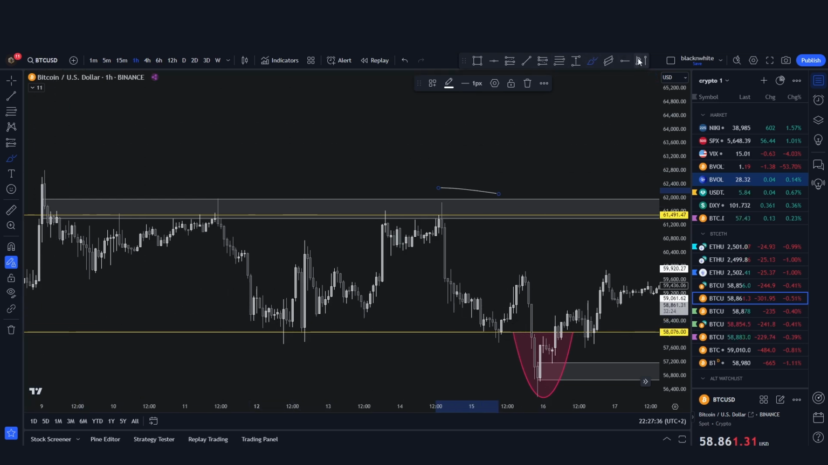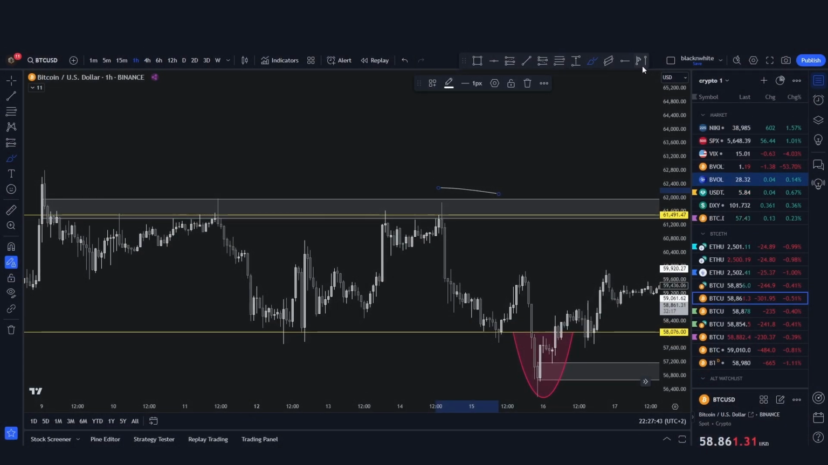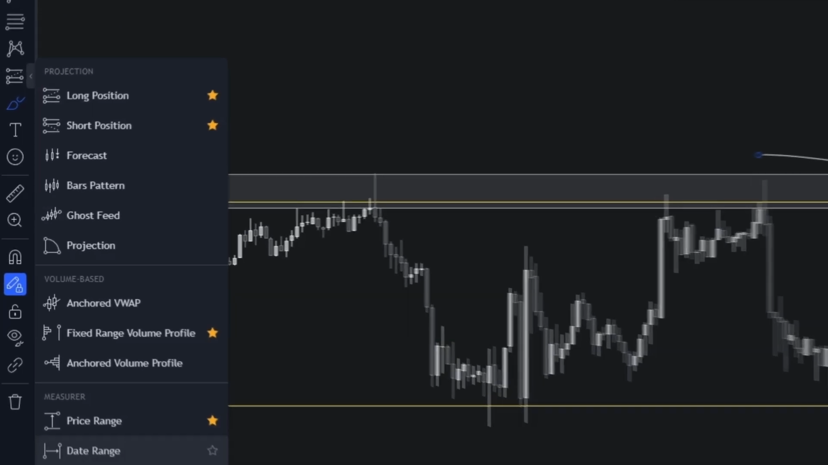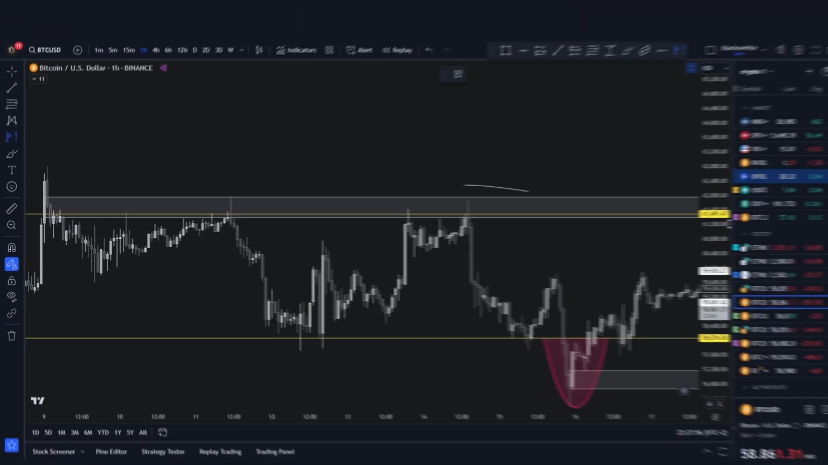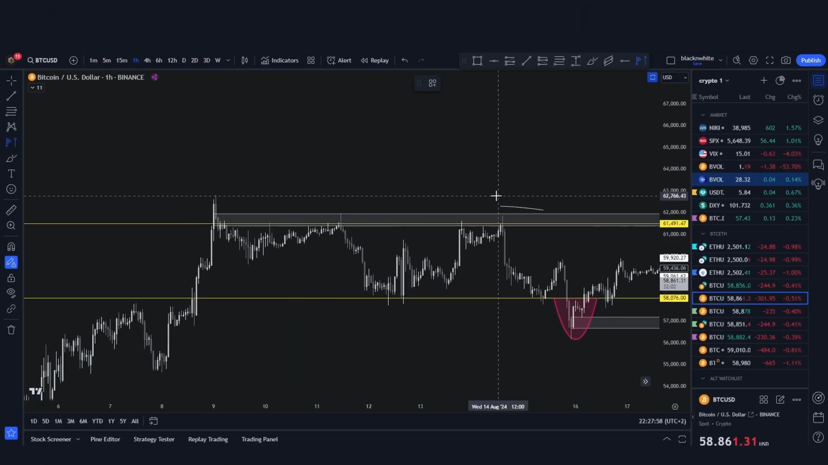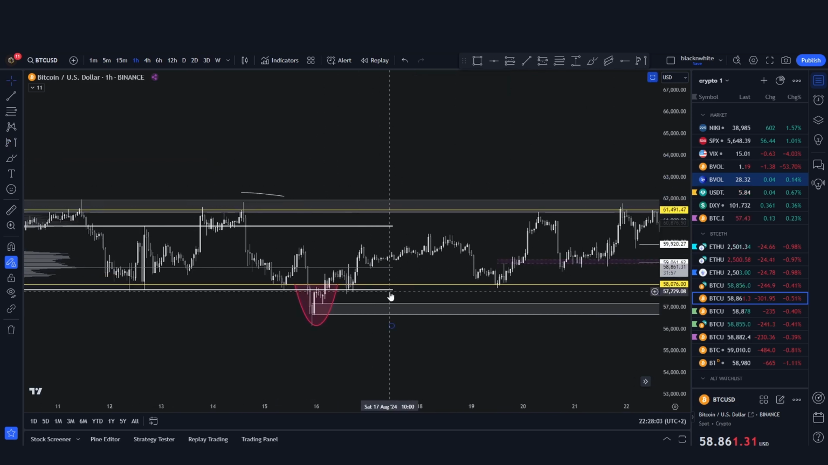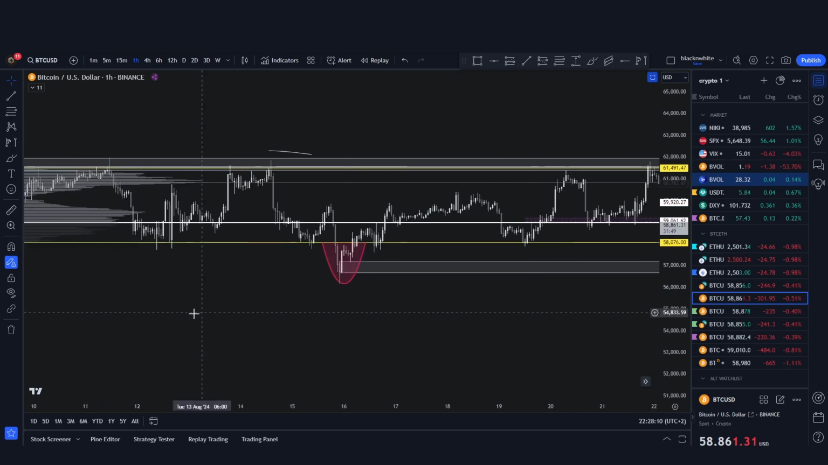And even for that, if you want to automate that, there's a tool on TradingView called the fixed range volume profile. I had it favorited right here, but you can find it right above here. So look to the projection tab, right near the volume based indicators, the fixed range volume profile, and then wherever you kind of expect to see a range, you mark it out just like so. You can even stretch it even further, however long you want to see, like this for example.